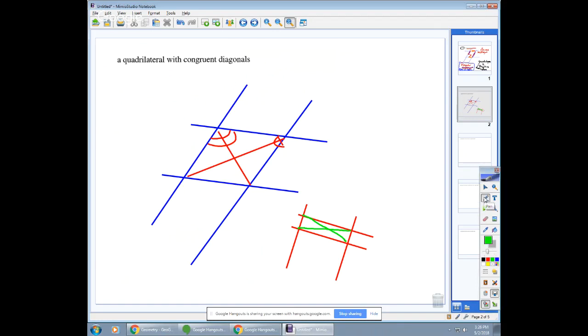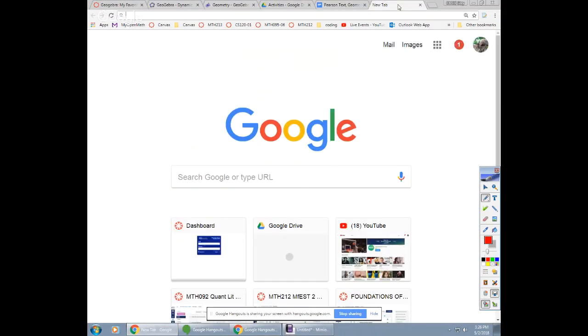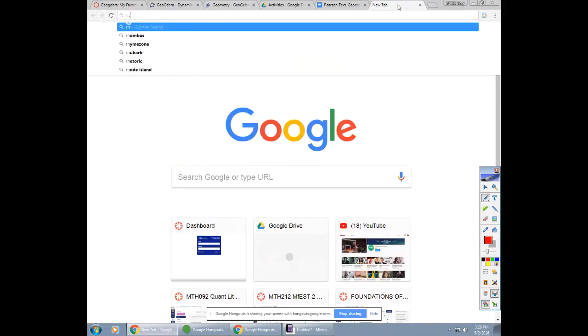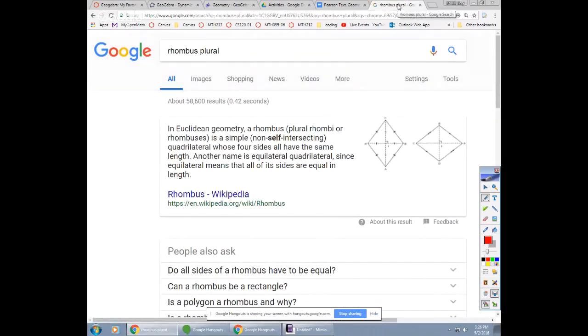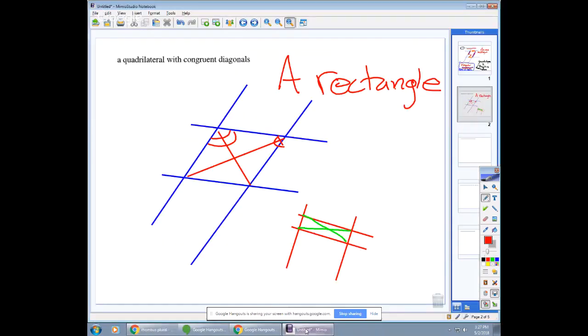Rectangle. Is the plural of rhombus "rhombuses" or "rhombi"? Like octopi or octopus? I'm leaning toward rhombuses, but rhombi just sounds fun. Let's ask Google. Rhombus plural. Rhombi. Oh, rhombuses. Okay, cool. You get choices: it's either rhombi or rhombuses. I love Wikipedia.